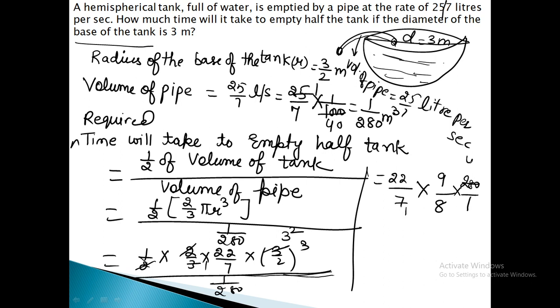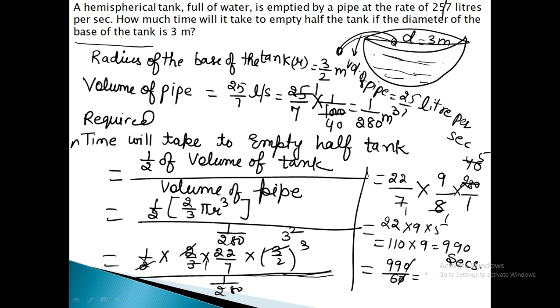7 1 is the 7, 7 4 is the 28, 7 0 0. 8 1 is the 8, 8 5 is the 40. Now we have 22 multiply 9 multiply 5. 22 multiply by 5 is 110, multiply by 9 is 990. This is given in seconds. If you want to convert into minutes, then you have to divide by 60. After division by 60, we will get 16 minutes and 30 seconds.